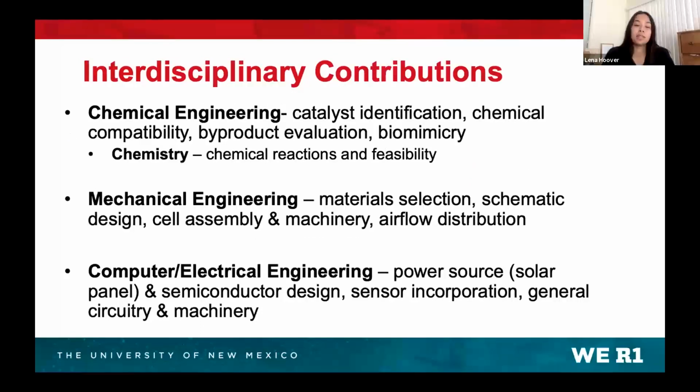And so as a chemical engineering student, I would be looking a lot at the catalyst identification, the chemical compatibility, and byproduct value, looking at how safe everything is when it combines with each other, as well as biomimicry and designing it off of the biological system. A chemistry expert would be helpful in looking at the reactions. As a mechanical engineer, I'd be looking at the material selection, the schematic design, the cell assembly and machinery, and the airflow distribution. As a computer and electrical engineering student, I'll be looking at the main power source, which is going to be a solar panel, semiconductor design, the sensor incorporation, and the general circuitry and machinery.